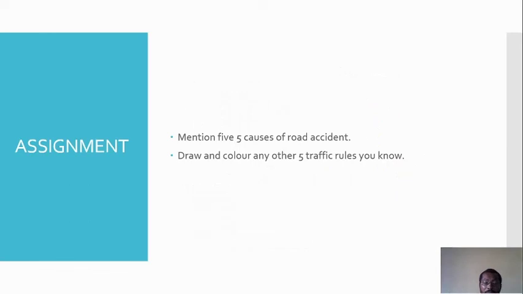So I want to give you an assignment. I want you to look at this assignment carefully and study it. Go back to the last class because we treated causes of road accidents. The question is: mention 5 causes of road accidents. So I want you to go back and study what are the major causes of road accidents. Now the next assignment: draw and color any other traffic rules you know.